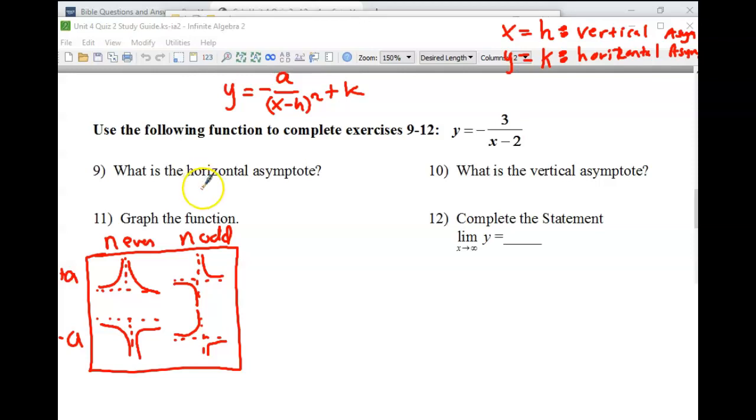So what's the horizontal asymptote? Well, I told you guys k is the horizontal asymptote. On this particular problem, there is no k, so we can assume that's 0. So my horizontal asymptote would be y equals 0. What's the vertical asymptote? This letter here tells me what the asymptote is. That would be this one here. And remember, it's always going to be the opposite. So my vertical asymptote is going to be x equals 2.